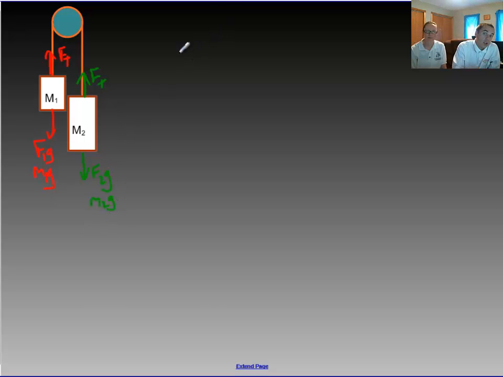Then we do what we did before. We've got to keep separate objects separate if we're looking at them as individual objects as opposed to a whole system. So for object 1, we have net force equals mass times acceleration. This is Newton's second law. I'm assuming up is positive. Yes, up is positive. So the net force on 1 is Ft minus M1g equals M1A1. There's Newton's second law for this object, and we're stuck.